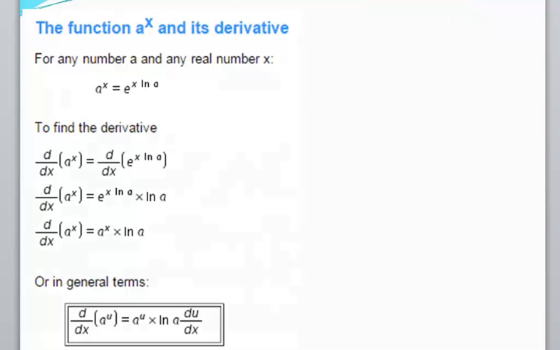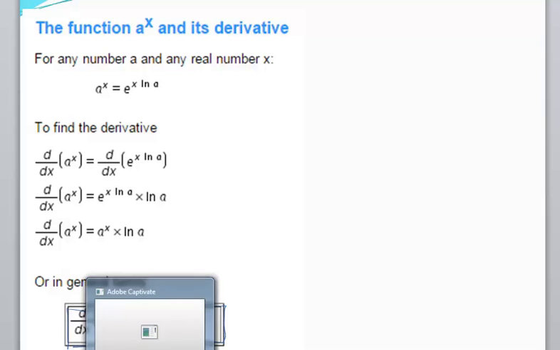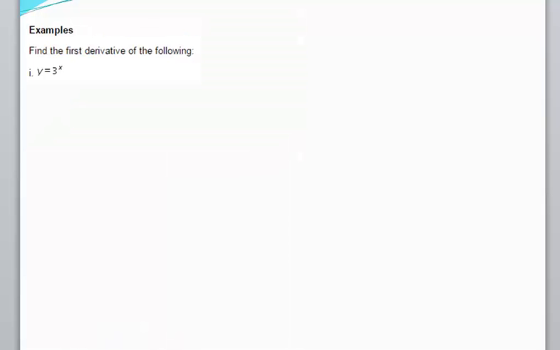Okay, so now looking at our function a to the power of x and its derivative. So for any number a and any real number x, a to the x is e to the x natural logarithm of a. We can go through our process here to find our derivatives, and we end up with our general terms equation here. Our differential here of a to the u is a to the u times the natural logarithm of a multiplied by du on dx. So we go through our examples here.